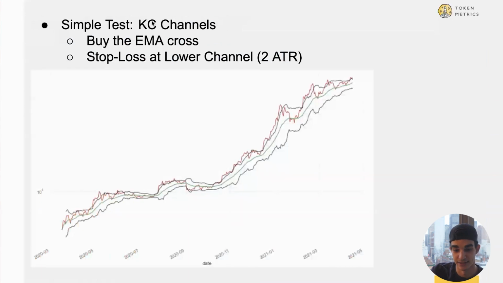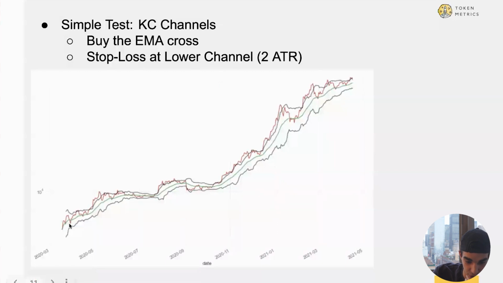I'm going to use the KC channels. And since I know that I am in a bullish environment, I'm going to buy every time there's an EMA cross, and I'm going to set my stop loss level at the lower channel. So let's evaluate it visually.